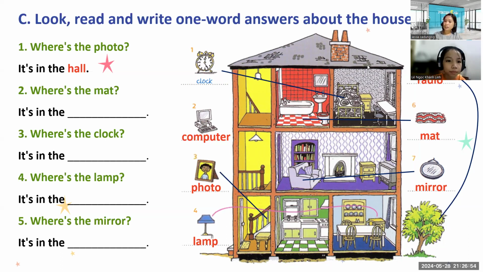I want you to look at the picture, read each question, and write one-word answers about the house. Example number 1, Lynn. Where is the photo? Look at the photo. It's in the... where's the photo? It's in the hall. Okay, so here's the word hall. Now I want you to find where's the mat, where's the clock, lamp, and mirror. Okay? Okay, Lynn, please write your answer.